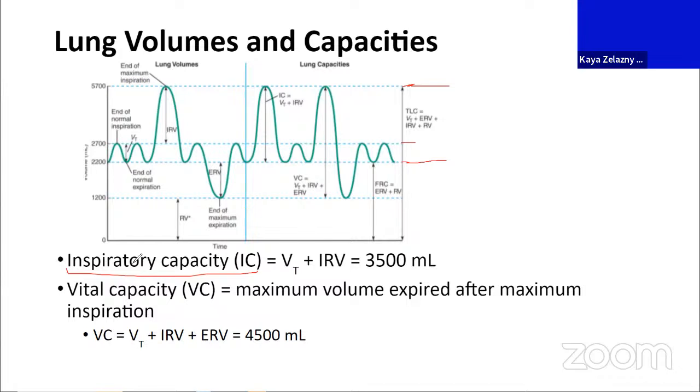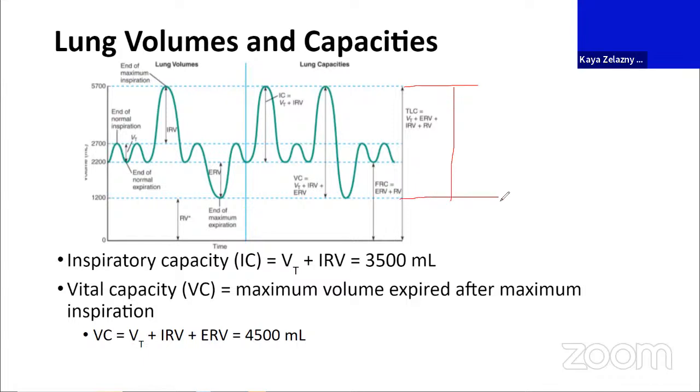Our vital capacity is going to be slightly different. So what we're going to do for our vital capacity is take a maximum inspiration, right? So all the way, all the air in we can get, top of our lungs. And then we are going to breathe out as hard as we can, as much as we can, until we get to that minimum.